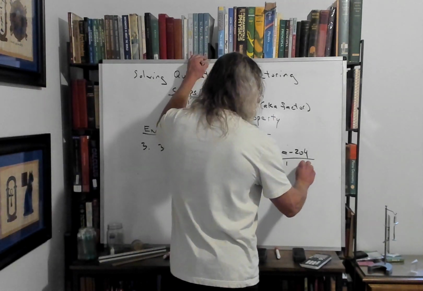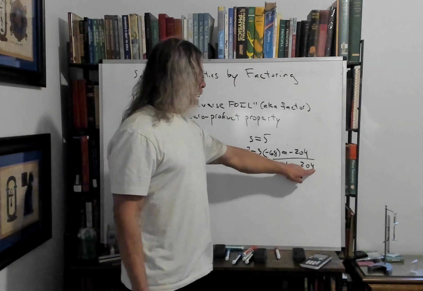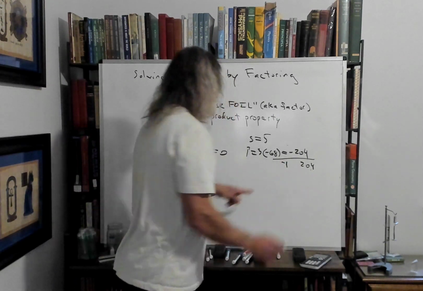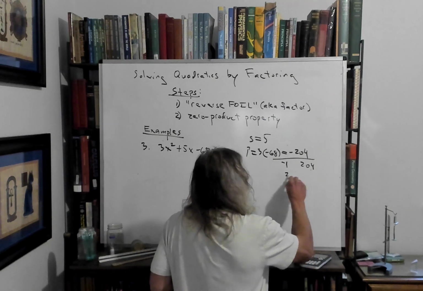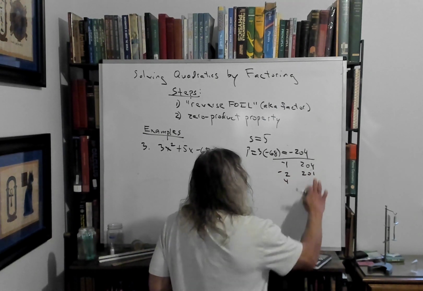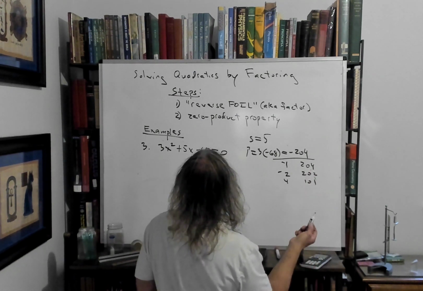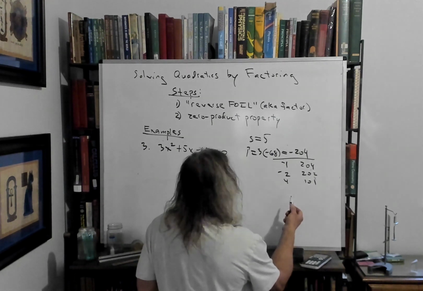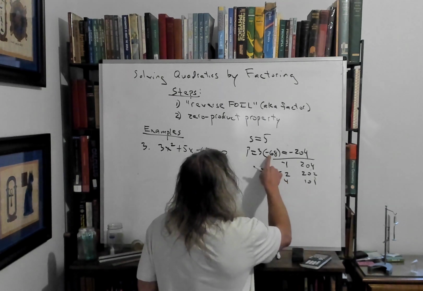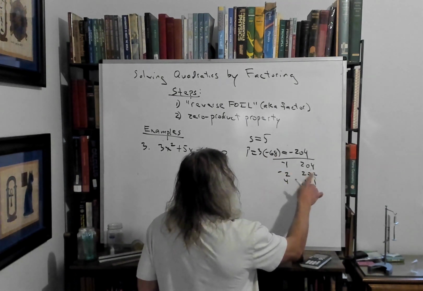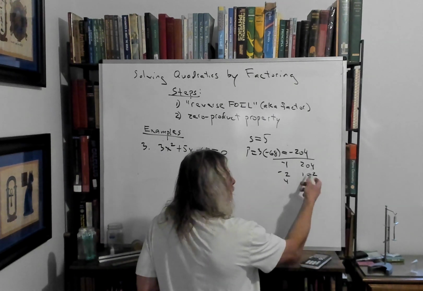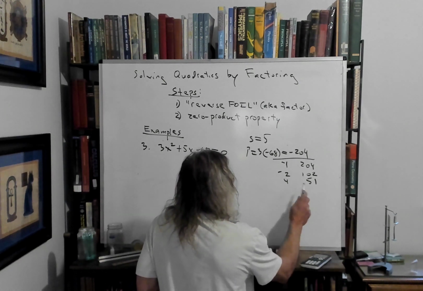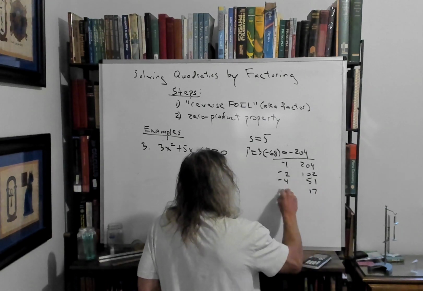So 1, 204. If one of these is negative and we add to get a positive, the bigger must be positive. This times this is negative. If you add them, it's positive 203. So then 2, 102, 3, 68, 4, 51, okay, sorry for the math mistake. 12 and 17, and that's it.